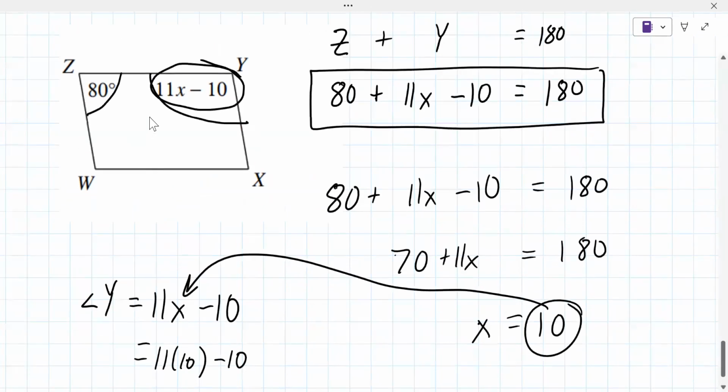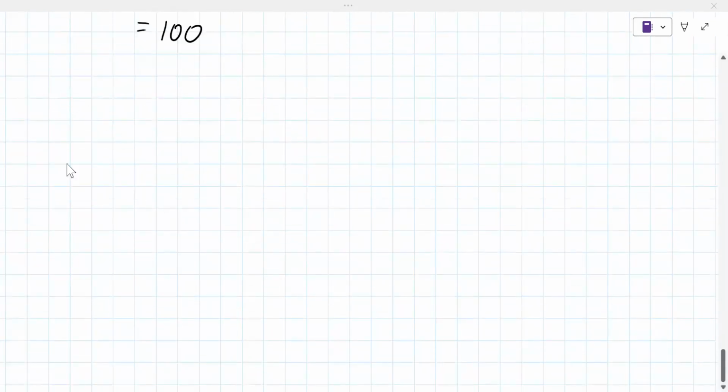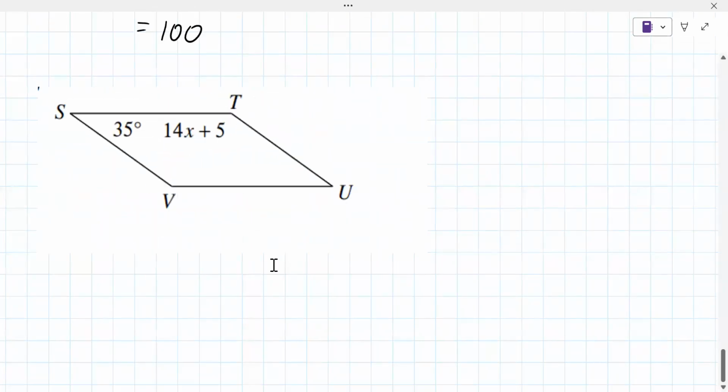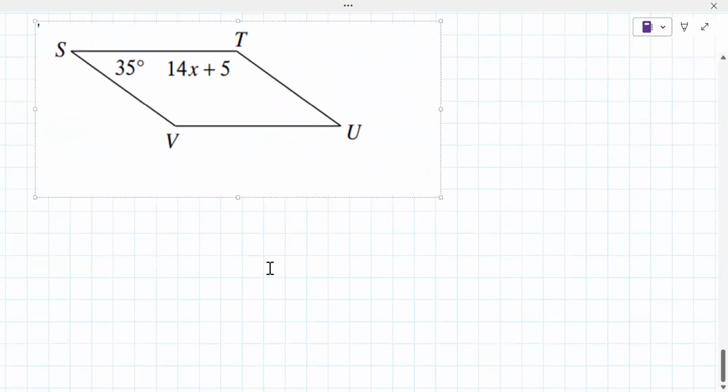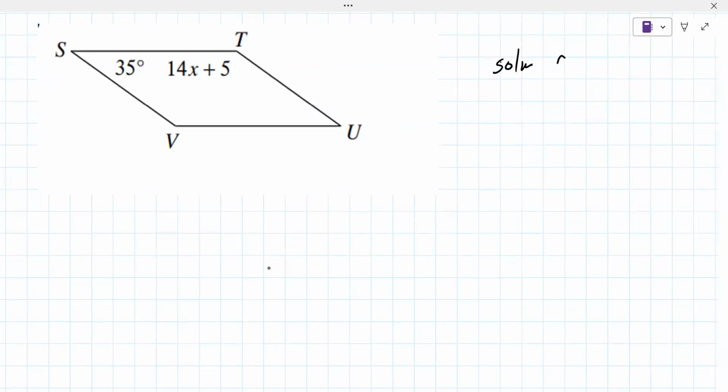All right, so just to recap here, this is what's important, is that 80 plus 11x minus 10 equals 180. We took the two given things in the problem, we added them together and set them equal to 180. Is that clear? Mm-hmm. Okay, so I'm gonna have you do exactly the same thing in the next problem here. All right, so I'd like you to solve for X.